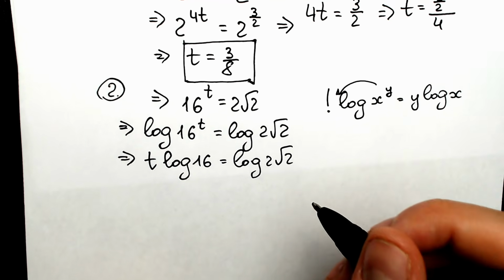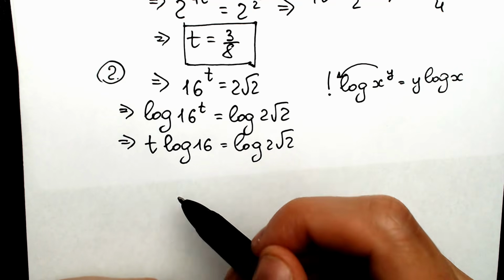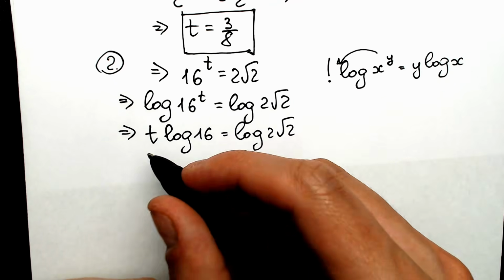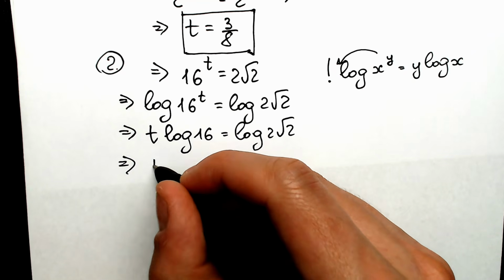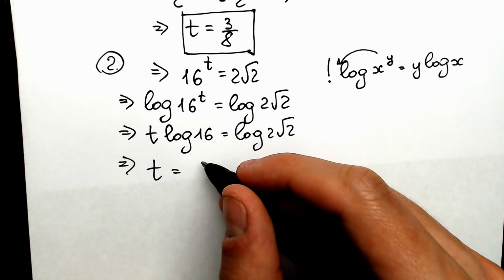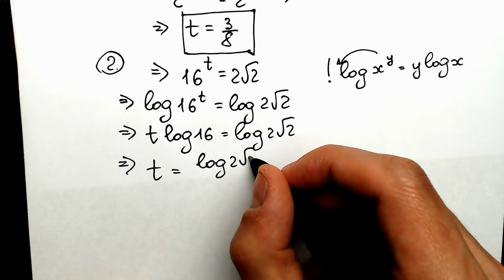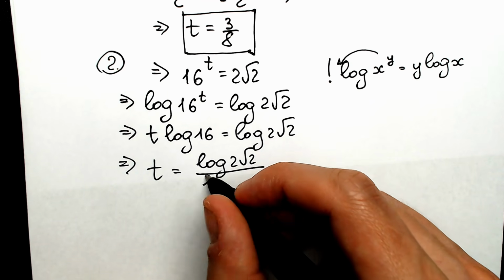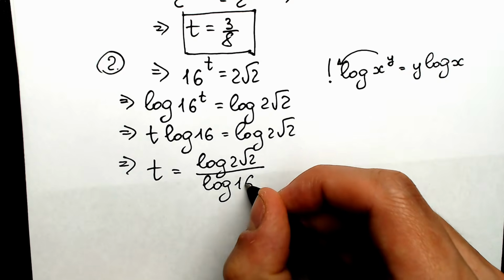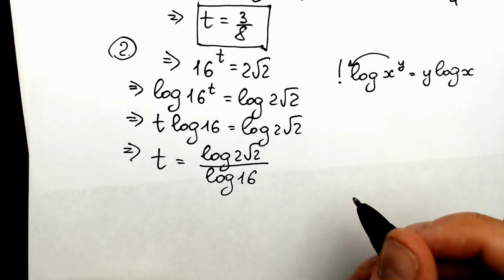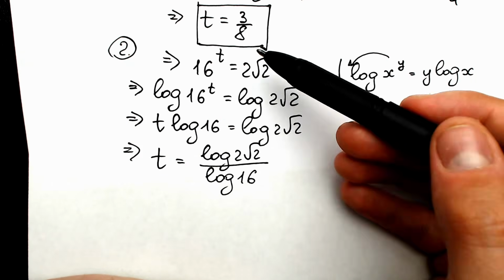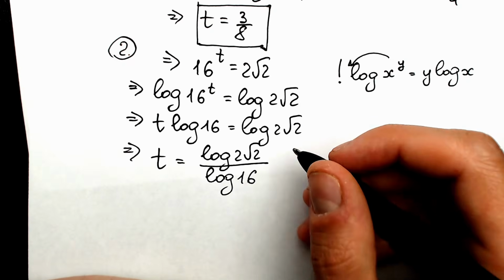And the final tricky move: we need to solve it for t. So let's divide both sides by log 16. We have t equal to log of 2 square root of 2, divided by log 16. Right now, a few words about this expression, because this is not obviously equal to 3 over 8, so we need to simplify it real quick.